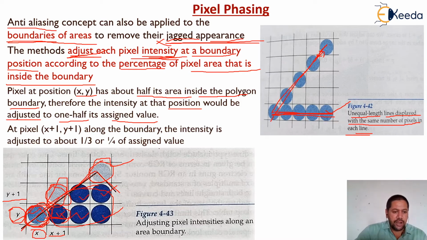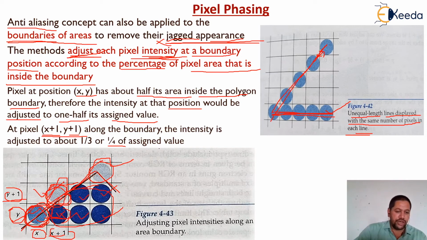At pixel x plus 1, y plus 1 along the boundary, we can find only some part, a very small part, is inside and the maximum part is outside. So I say 25% part is inside and 75% part is outside, for this particular pixel x plus 1, y plus 1. Now along the boundary the intensity should be adjusted to 1 by 4 because only 25% is inside, so I have a very low intensity level.